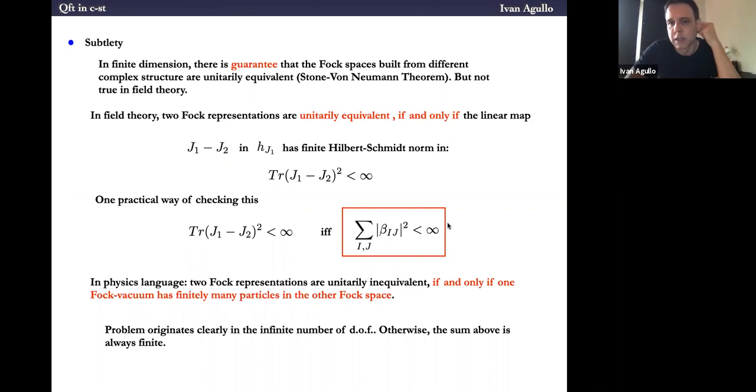And you can see here that the problem originates in the infinitely many degrees of freedom, because if you have finitely many, all these sums are finite because you have a finite number of summands. So this is something peculiar to field theory that doesn't have an analog in quantum mechanics. The Stone-von Neumann theorem fails because of that, because of the infinitely many dimensions. Sums of infinitely many terms are not always convergent, as you know well.